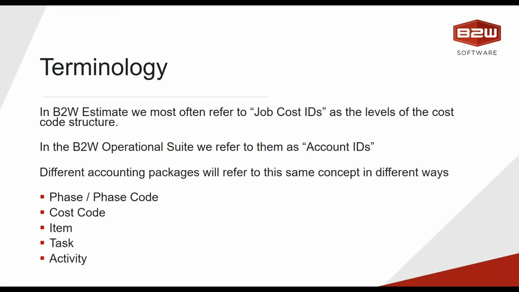And all the different accounting packages are going to have different terminology for this. They might call them phases or phase codes or cost codes or activities. We're not going to go through what these all mean in each of these different ones, but regardless of what your accounting calls it, we're talking about essentially the same concept here. What are those high level accounts and job cost IDs to which we're coding all of our man hours, all of our equipment time, all of our costs from a job?